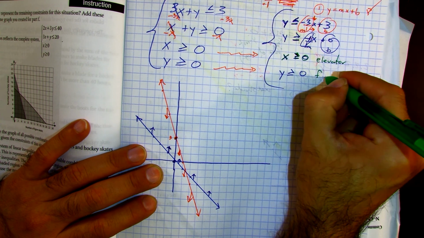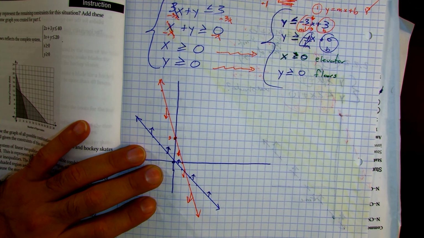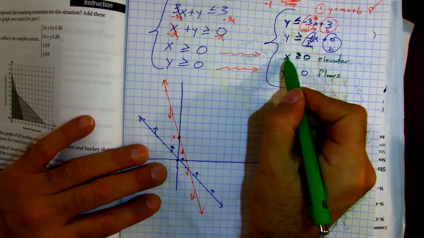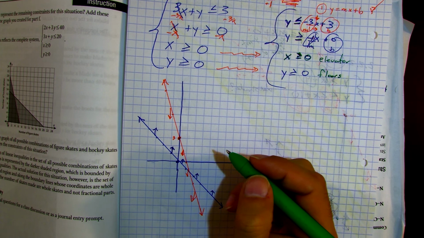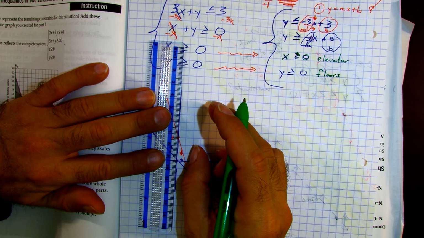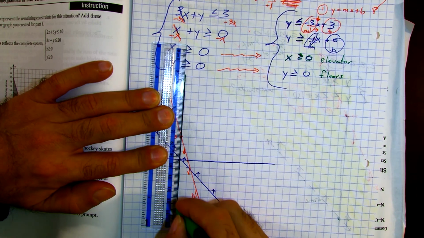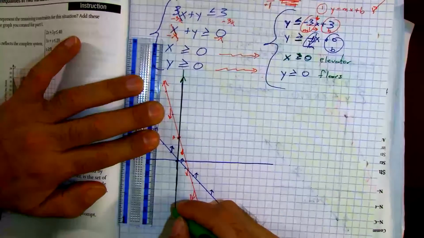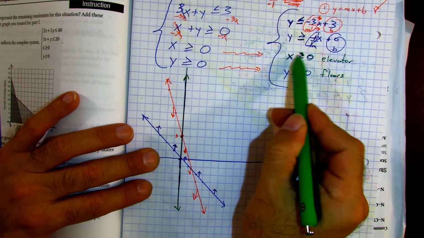So if I'm looking here, x is greater than or equal to 0, I am going to have a solid line on elevator 0. Here's elevator 0. And then looking closer, x is greater than or equal to. So it was solid because it could be equal to. The values that are greater than 0 for x are going to be this direction.